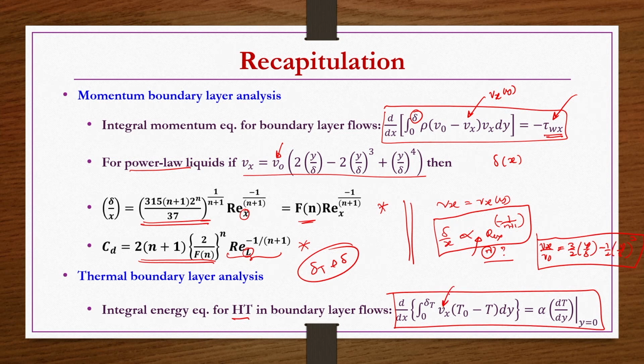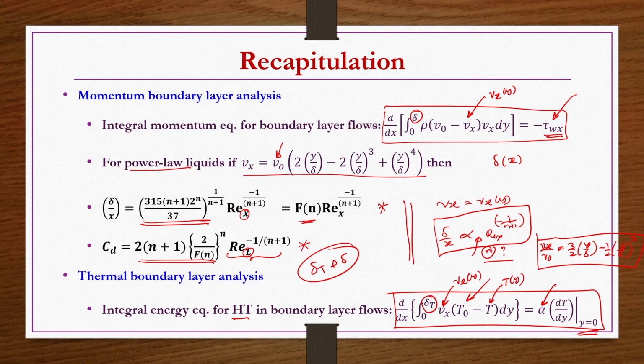Here the Vx is nothing but the velocity distribution, Vx changing in y direction, how it is changing. T is nothing but the temperature distribution, T as a function of y. This T naught is the free stream temperature, delta T is the thermal boundary layer thickness, delta is the momentum boundary layer thickness, and this alpha is the thermal diffusivity, k by rho Cp, right. And this dT by dy is evaluated at the surface of the plate, that is y equals 0 location.